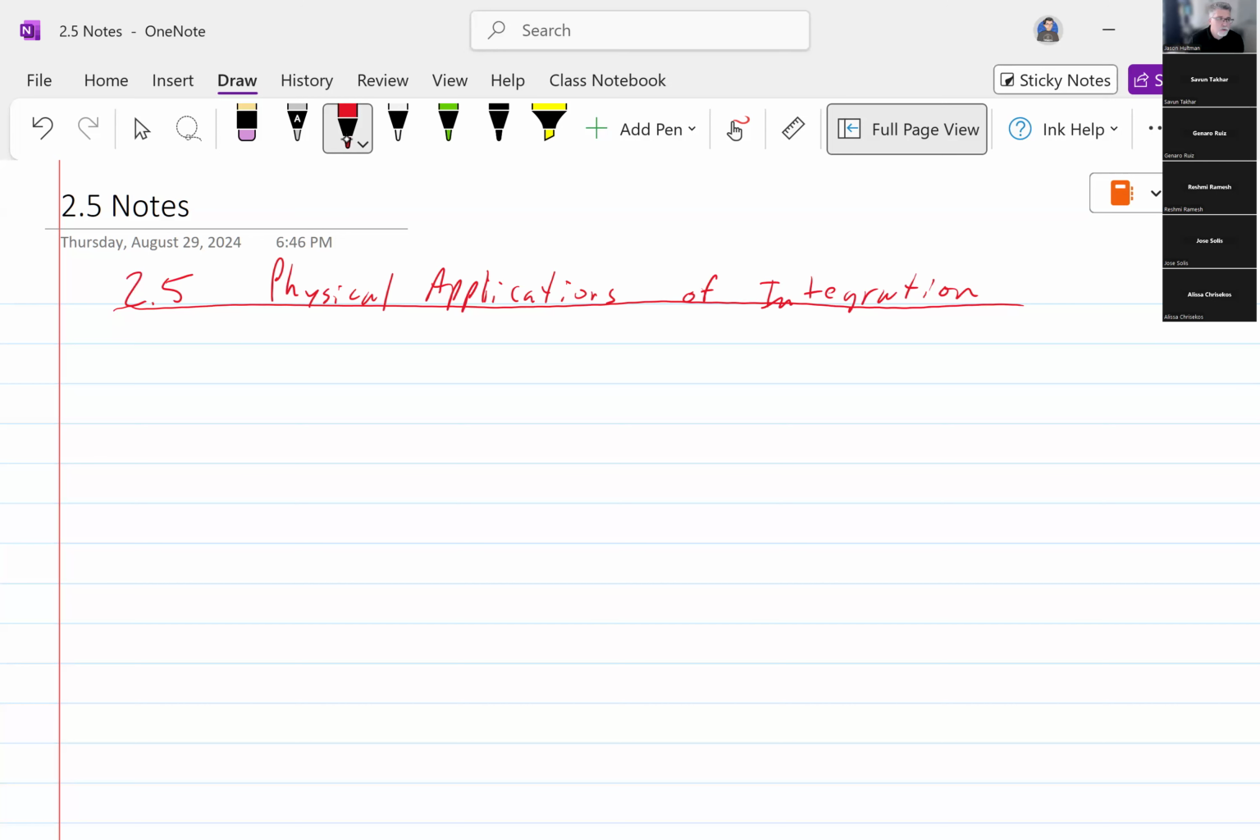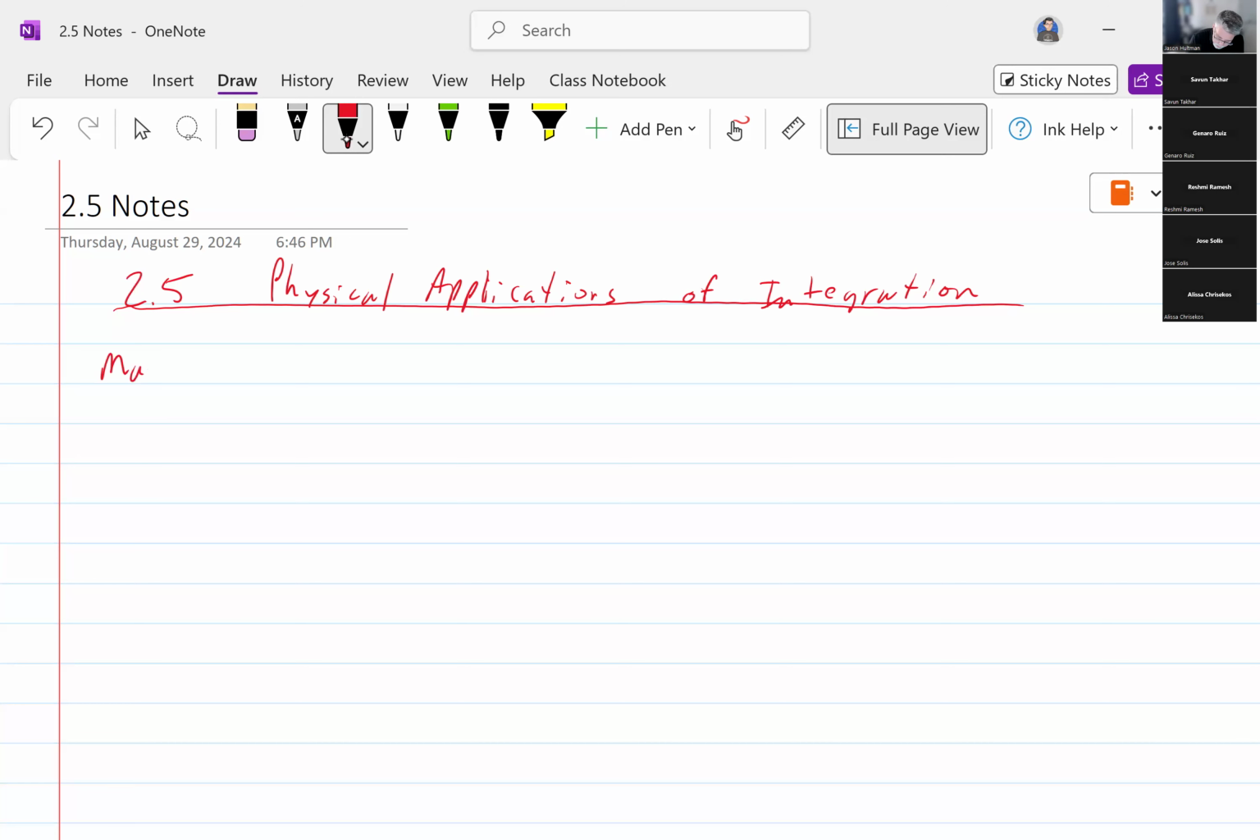Now, we would be here forever. Most of the physical applications of integration will occur in your physics classes and engineering classes. So we have a ton of physical applications of integration, and I'm just going to show you a few.